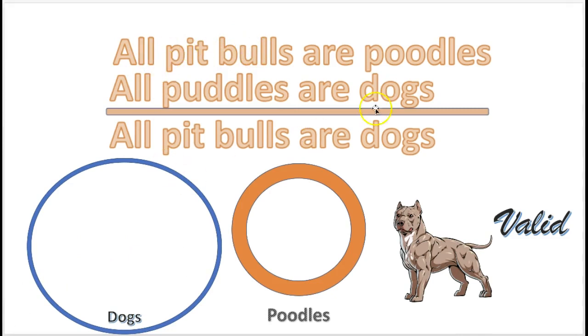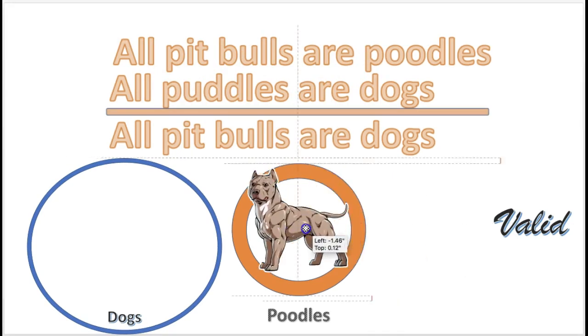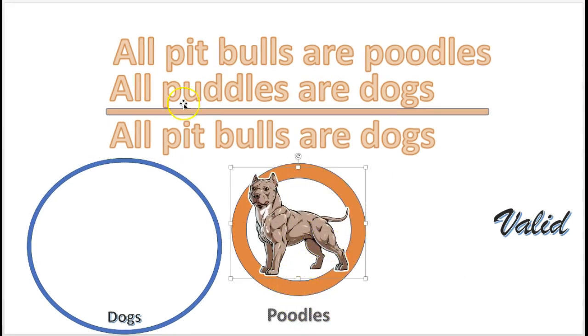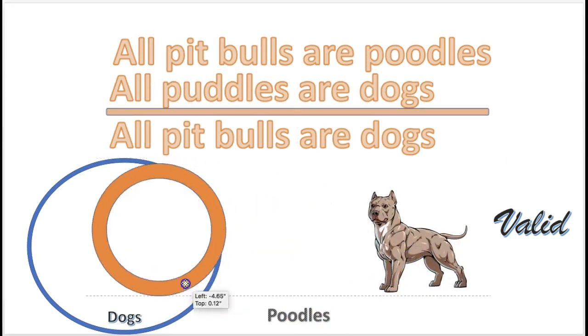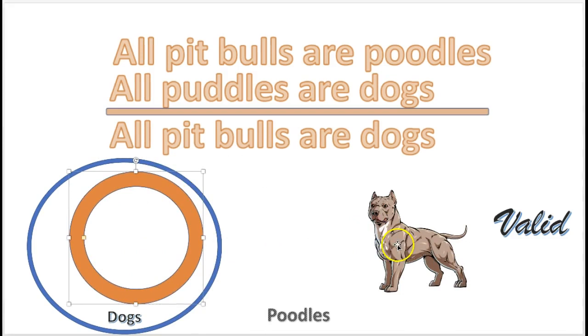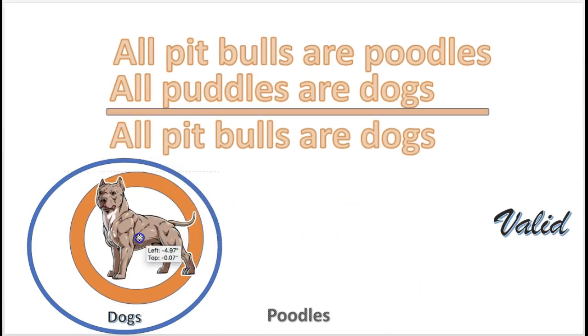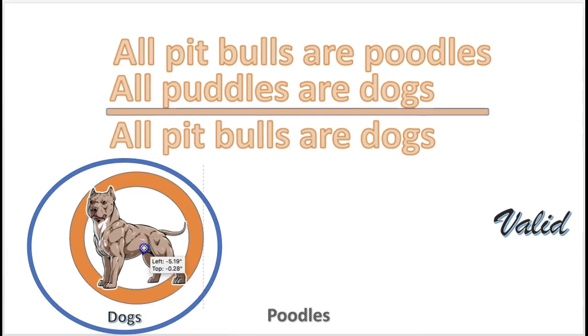For example, if you want to evaluate this argument to see if it's valid, all pit bulls are poodles. So put the pit bull in the poodle circle. All poodles are dogs. So all the poodles go in the dog circle. Every poodle goes in the dogs according to that. The conclusion says all pit bulls are dogs. Is that true? Well, all pit bulls are now in the dogs circle, so that argument is valid.